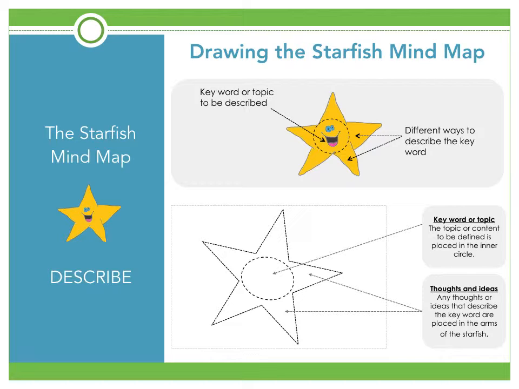Now, the clever thing about this mind map is that there are 5 arms of the starfish. So learners are encouraged to think of at least 5 different characteristics or descriptions. If learners can think of more, then they can just draw and add more arms as they go along. But at least the 5 already on the mind map really pushes learners to think of 5 different characteristics. Now let's look through an example together.